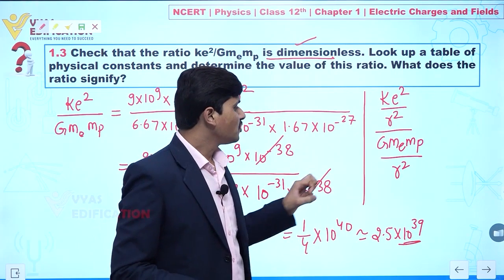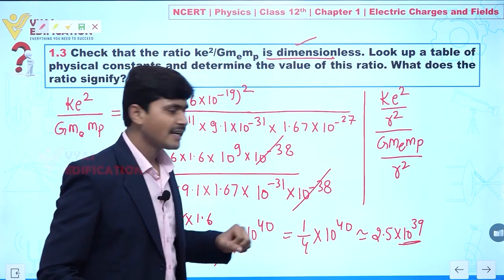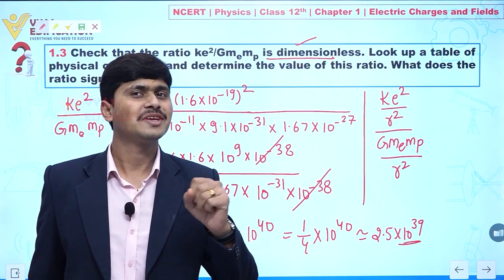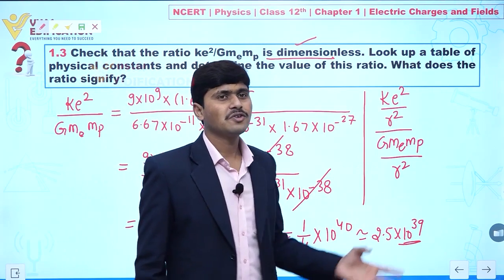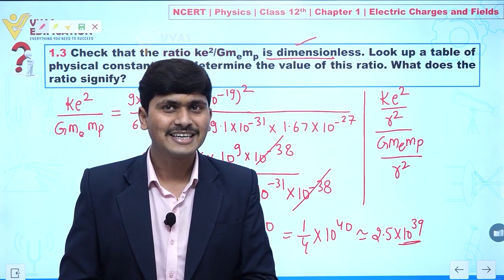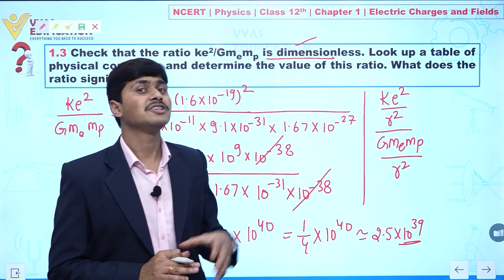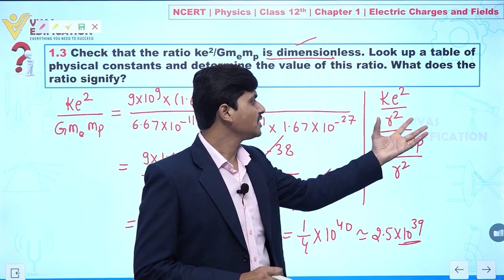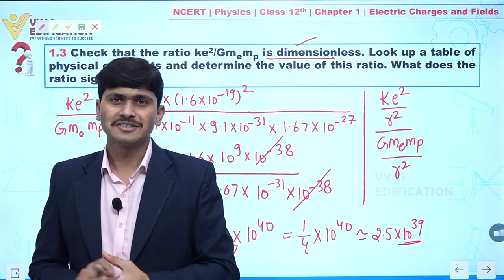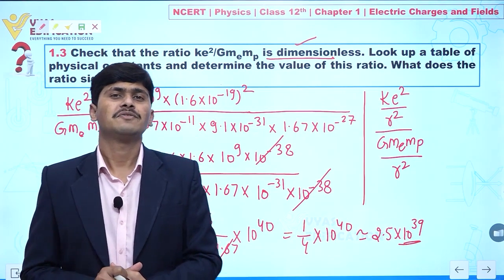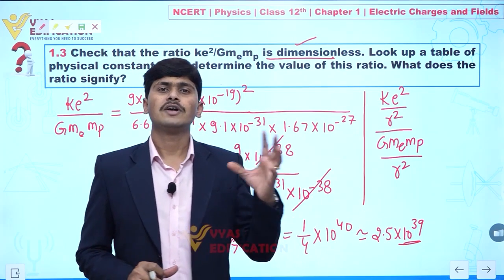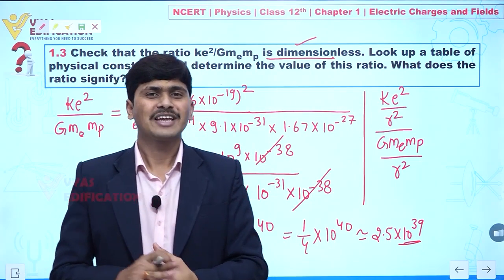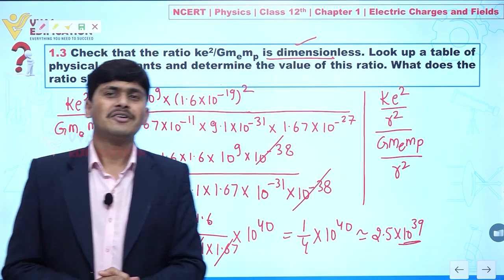Yes or no? So whenever we get this ratio, it means the electrostatic force is much stronger compared to the gravitational force. Clear? We know the gravitational force is the weakest force in nature, and the strongest force is the nuclear force. But the electrostatic force is much greater than the gravitational force. Yes or no? So this is the significance of this ratio, that we get a much larger value of electrostatic force compared to gravitational force. Clear? So this is all about this question.